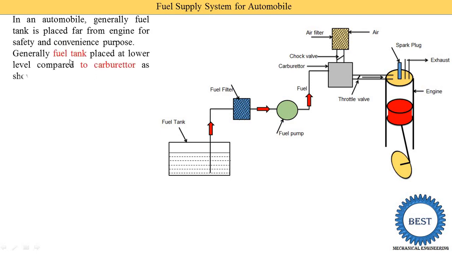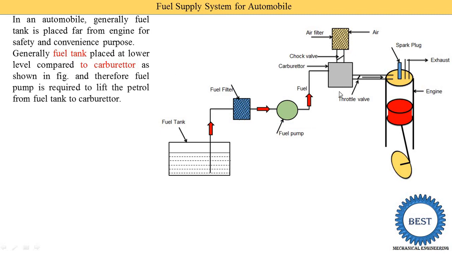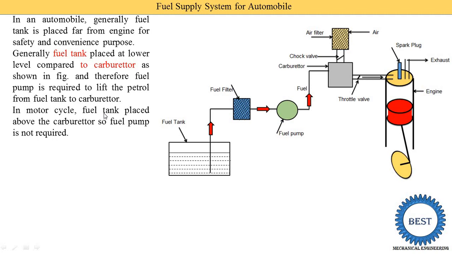Generally the fuel tank is placed at a lower level compared to the carburetor, as shown in this figure. Here you see this is the carburetor and this is the fuel tank. So the fuel tank is at the lower level compared to the carburetor. Therefore a fuel pump is required to lift the petrol from the fuel tank to the carburetor. So the fuel tank is at the lower level and the carburetor is at the upper level. That's why we need the pump, and the pump supplies the fuel, meaning petrol, from the fuel tank to the carburetor. In a motorcycle, meaning our two-wheeler or our bike, the fuel tank is placed above the carburetor, so the fuel pump is not required.